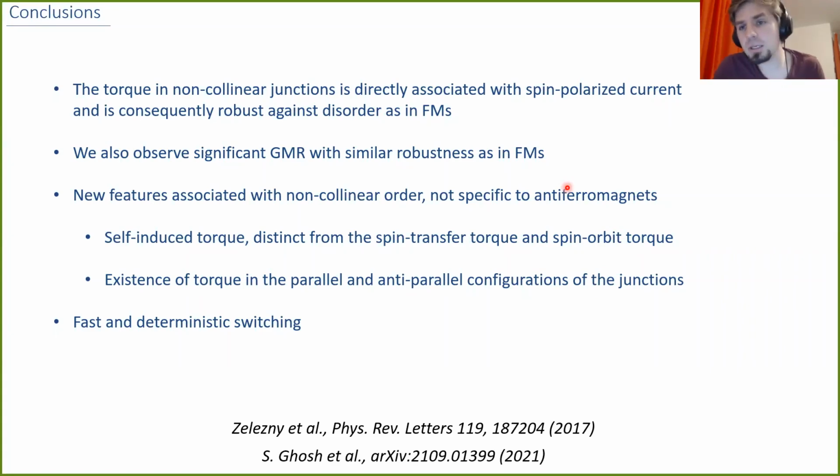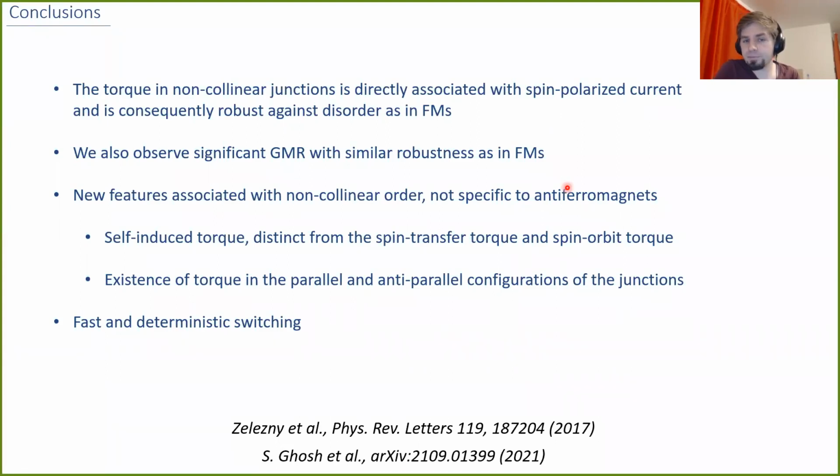But we also see there are new features that you would not have in the ferromagnetic junctions, which are, I think, not really specific to antiferromagnets, but really originate from the non-collinear order. So any non-collinear magnetic material you would see similar things. In particular, we see the self-induced torque, which will change things a lot. I think it opens up new possibilities.